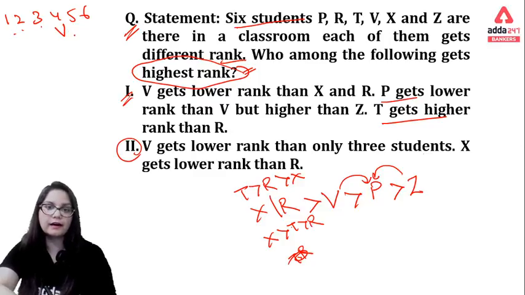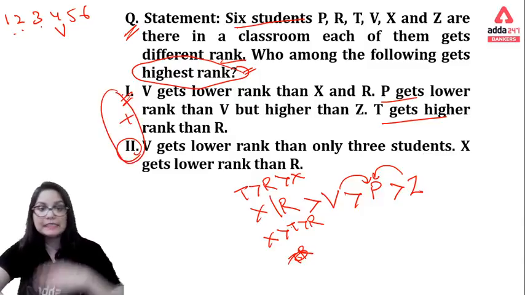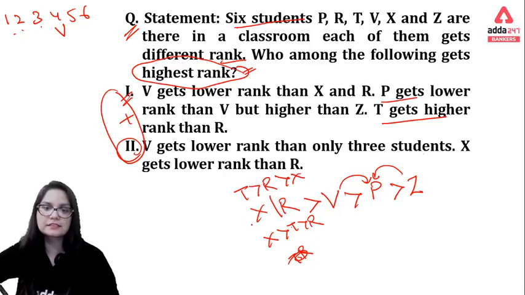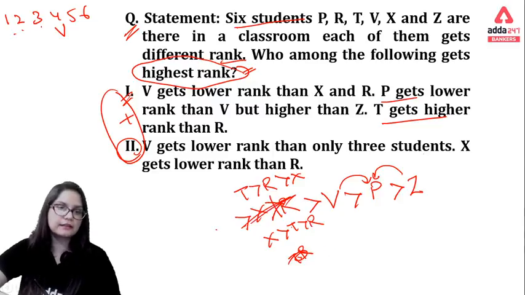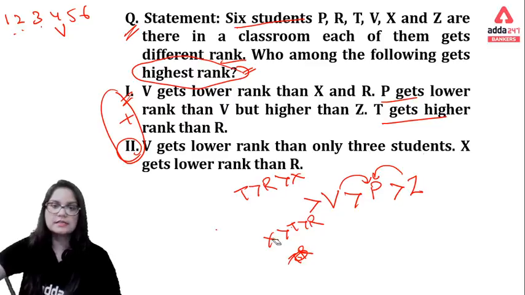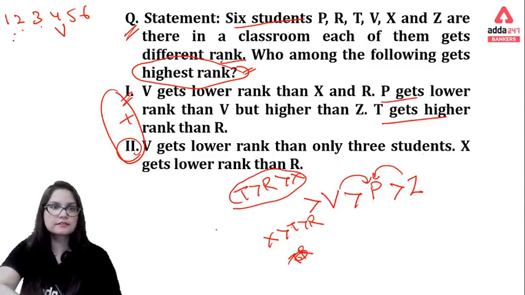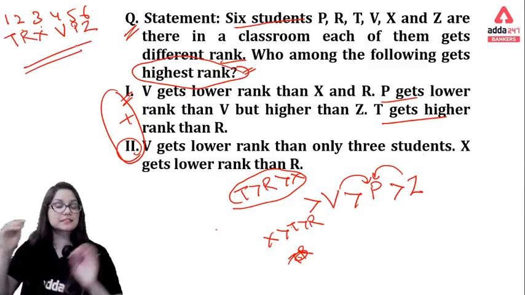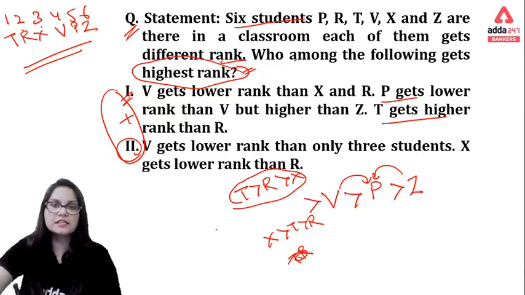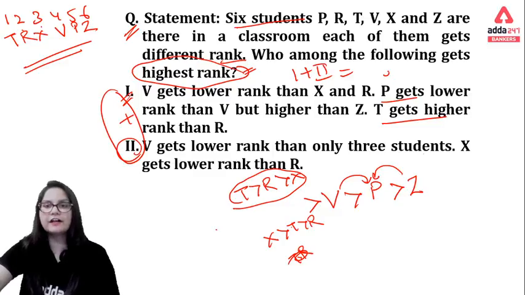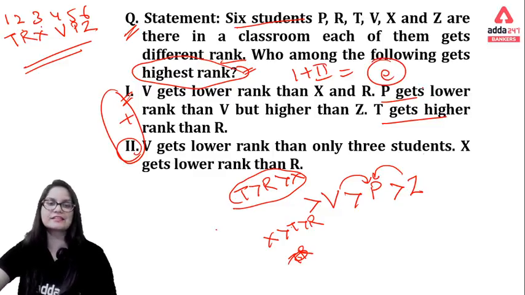X gets lower than R, that means we are not confirmed, but if we combine the first and second statements, we can say that X gets lower than R. The sequence may be concluded like this: T, R, X, P and Z. That means it is clear that by merging the first and second we are able to identify, so we go with option E, that both follow, is the right answer for this question.